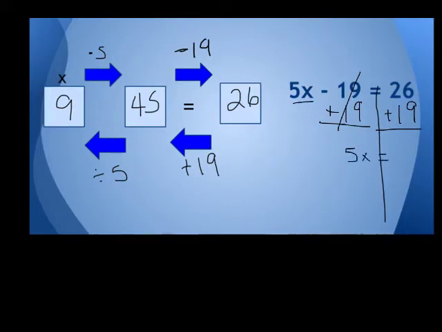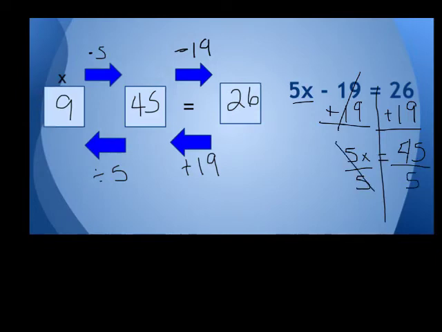5x, 26 plus 19 is 45. Now we've got 5 times x equals 45. How do we undo multiplication? We undo multiplication with division. We're going to show it, make it look like a fraction.